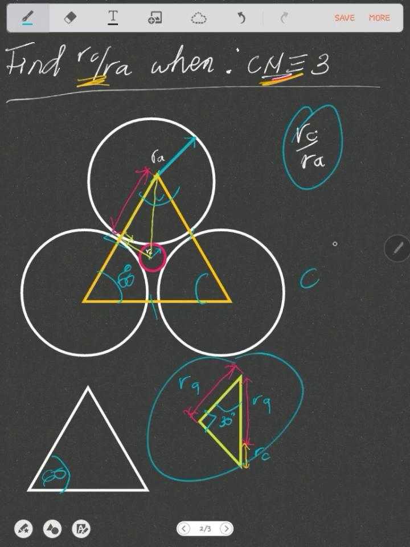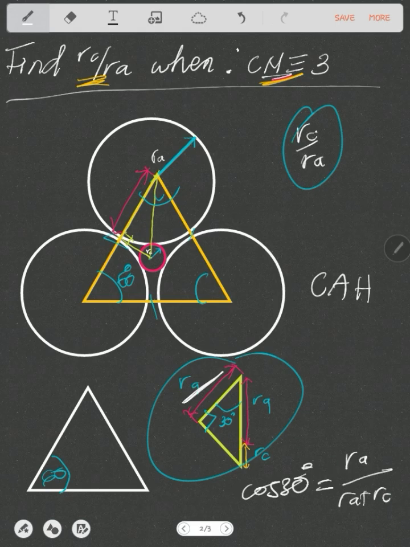So we know cos is adjacent over hypotenuse. So cos of this angle here, cos 30 degrees. Where's our adjacent? Our adjacent is this side, because this is the angle we are using, and this will be the hypotenuse. So our adjacent will be RA, and the hypotenuse will be RA plus RC. We can manipulate this to get our RC over RA. That's what we are doing.